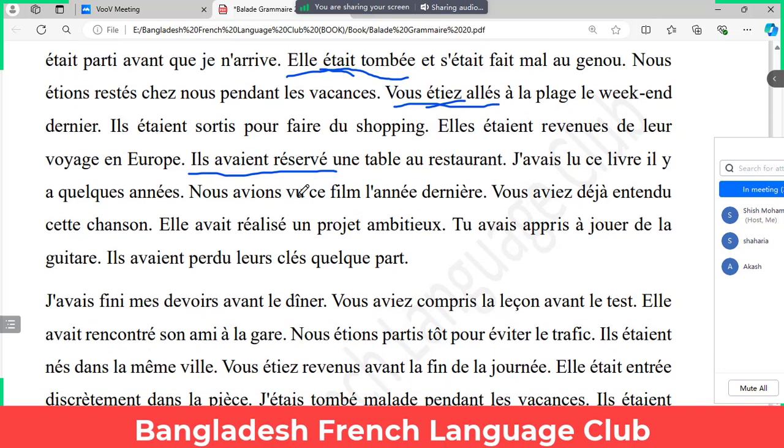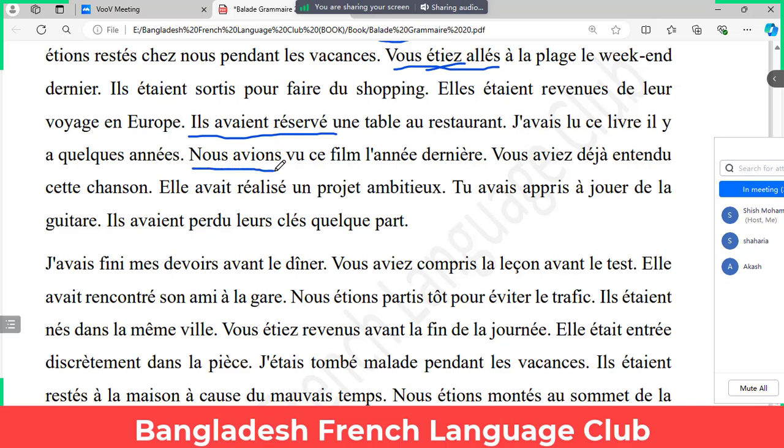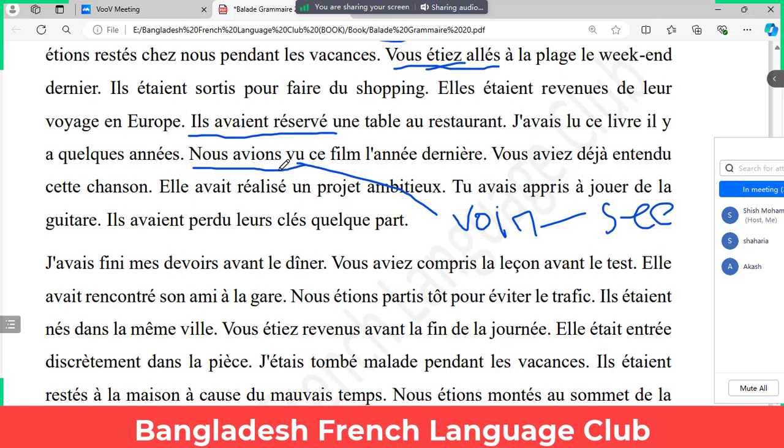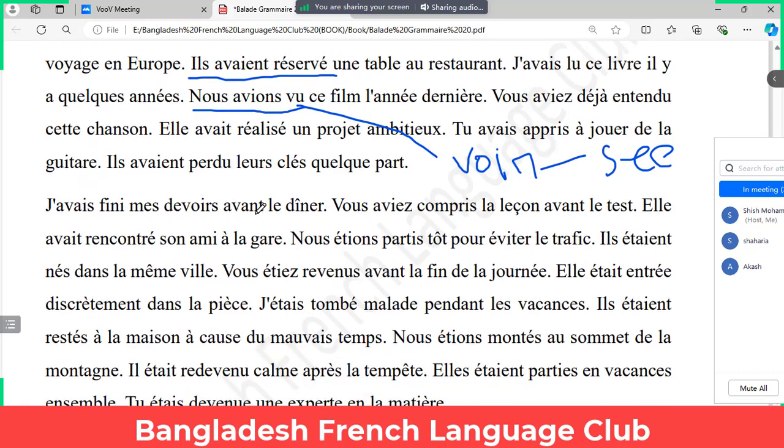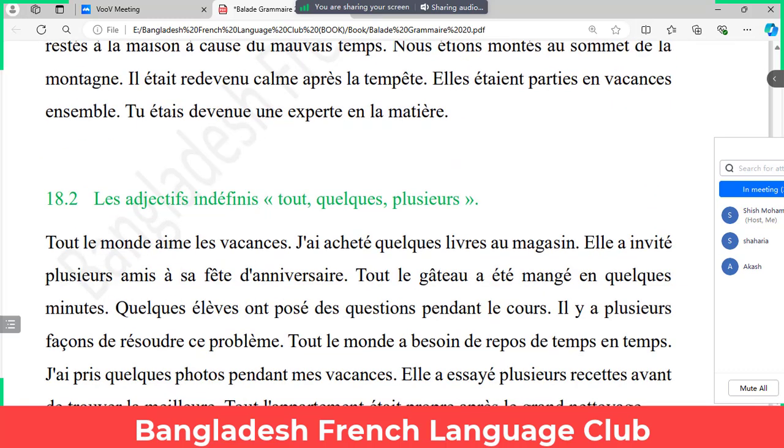And nous avions vu. Vu comes from the verb voir, V-O-I-R. Voir means to see. So I had seen, no, we had seen. We had seen, right? Okay. So is there any confusion after? No confusion, right? Yes, it's easy.